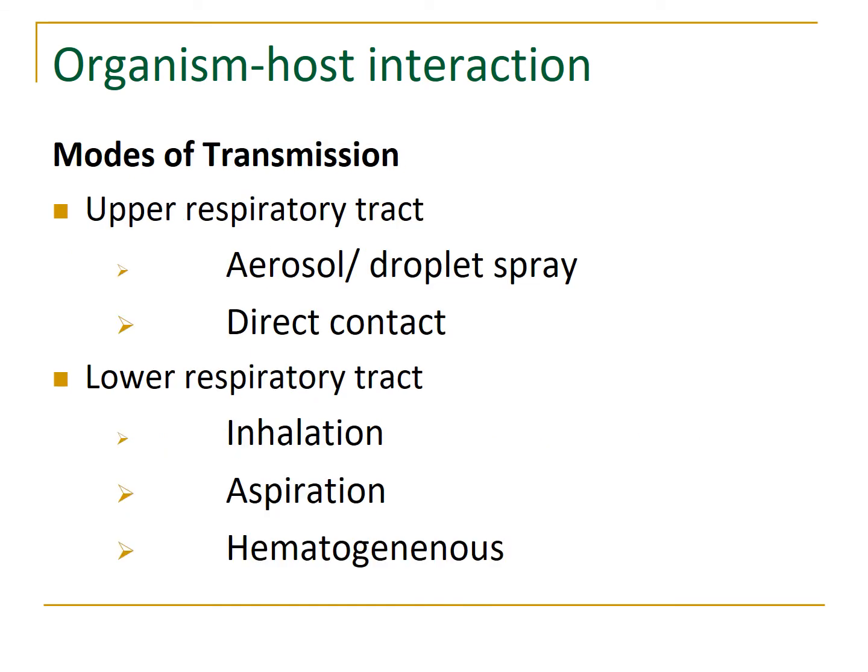Lastly and briefly, upper respiratory tract infections are usually acquired through droplet or aerosol spray, that is when someone coughs or sneezes, or by direct contact of mucus or respiratory secretions from an infected individual. Lower respiratory tract infections are acquired by inhaling organisms into the pulmonary parenchyma, or when organisms are aspirated and not expelled. Seeding of the lung tissues may occur in cases of bacteremia.